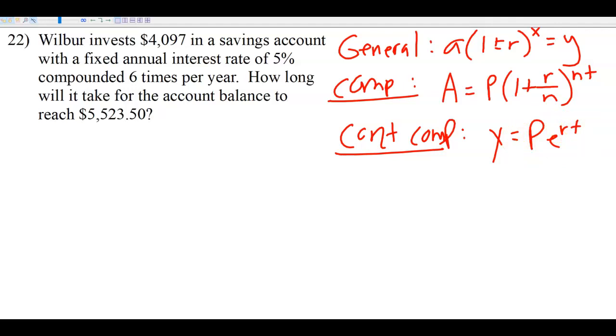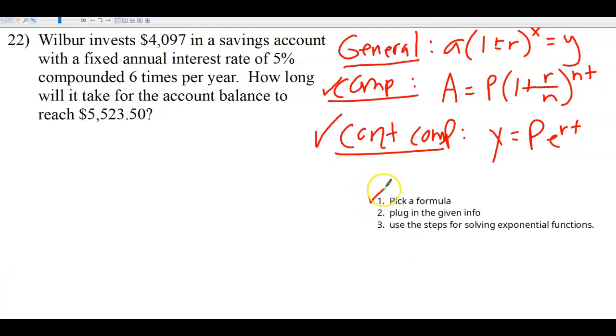Okay, so the way you could tell which one it is, you look for the key word. If it says compounded, it's this one. If it says it's compounded continuously, it's this one. If it doesn't say either one of those, then we're just going to use the general format for an exponential function there. So the steps for solving these look like this. Pick a formula, one of these 3, plug in the given information, and then use the steps that we just went through on the previous couple problems for solving exponential equations.